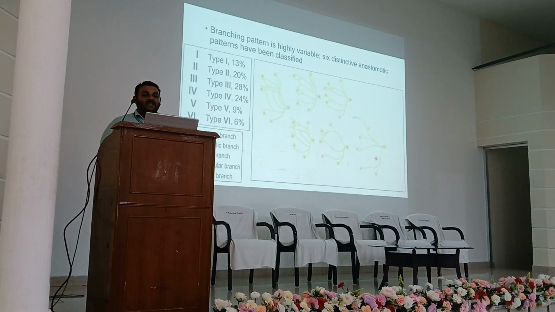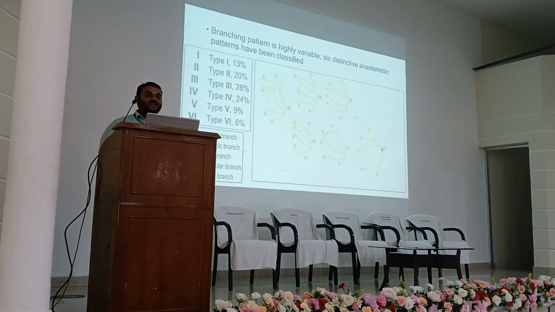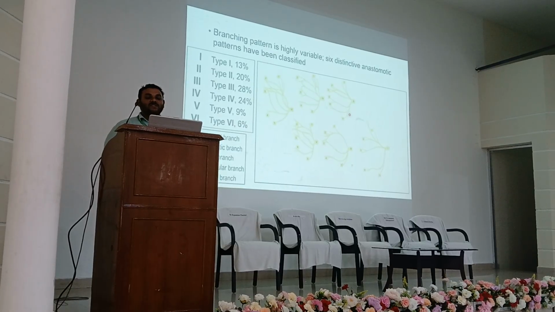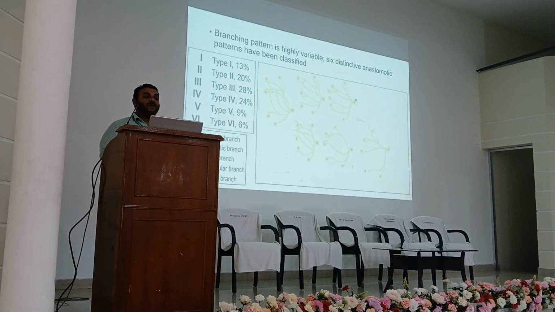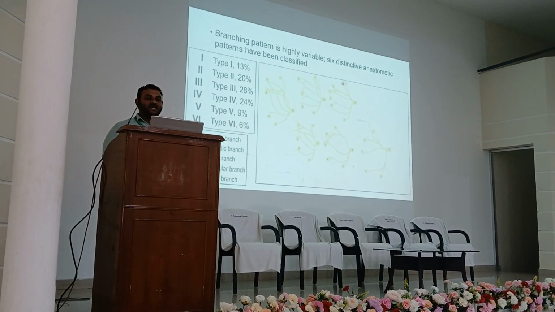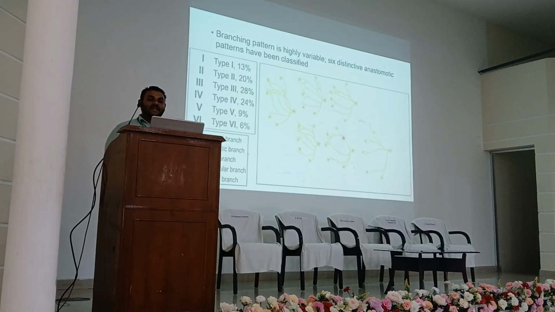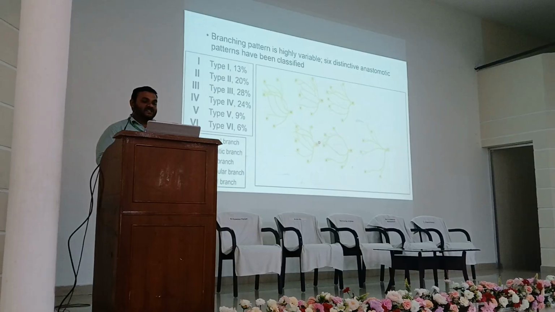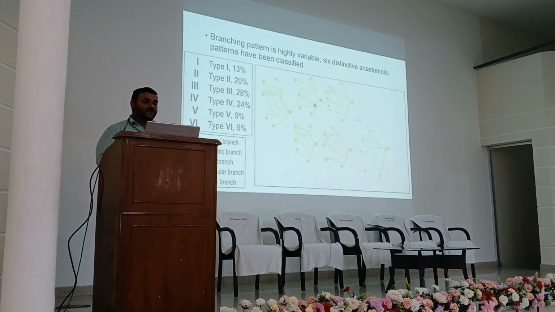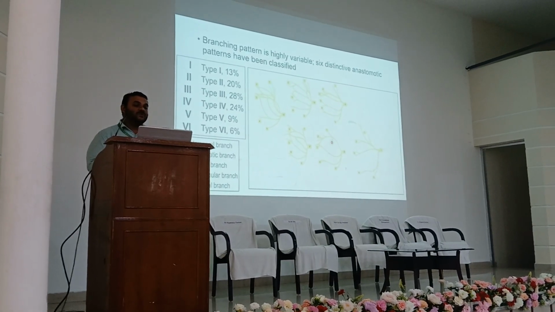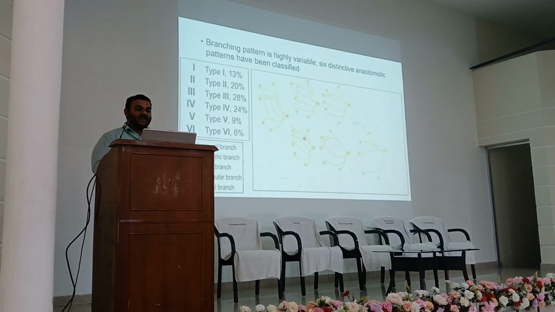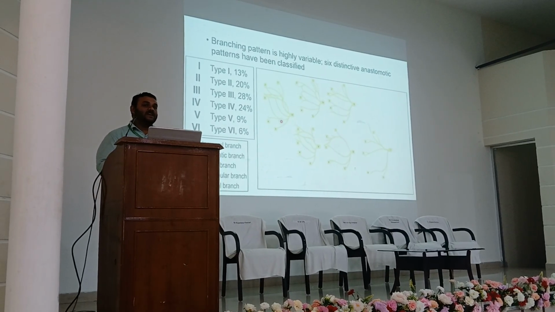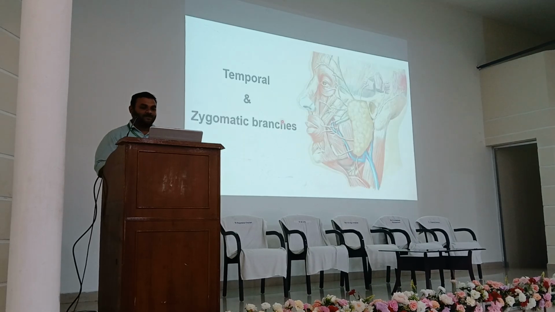Type 1 is the absence of anastomosis between the upper division and lower division. Type 2 is the anastomosis only between the branches of the upper division. Type 3 is a single anastomosis between the branches of the upper and lower divisions. Then type 4 is the combination of type 2 and type 3. Type 5 is the double anastomosis of divisions, and type 6 is the complex anastomosis.